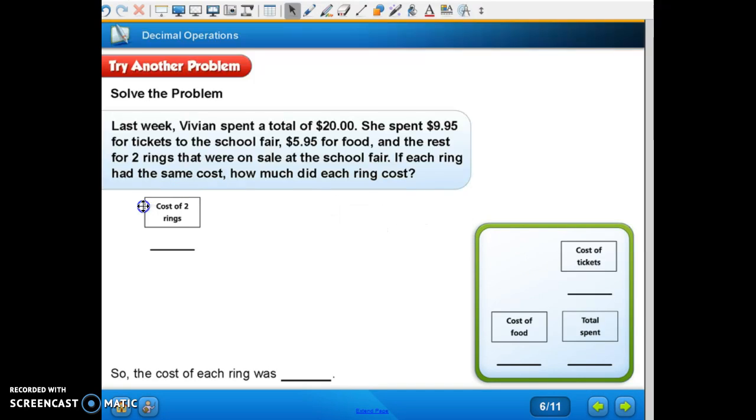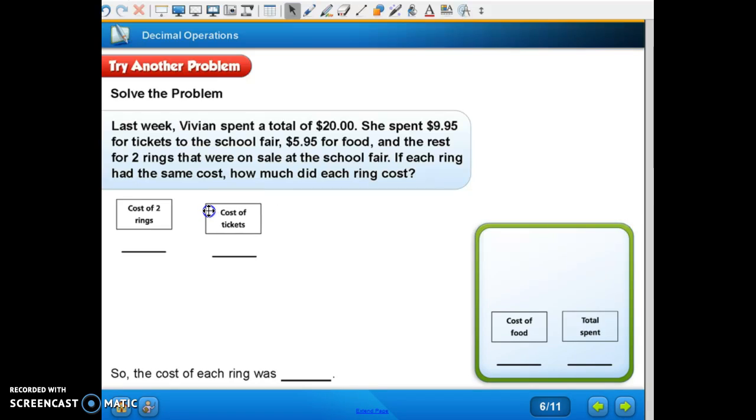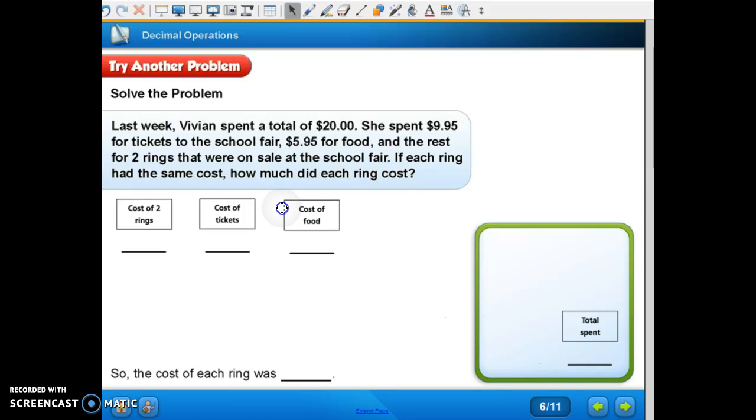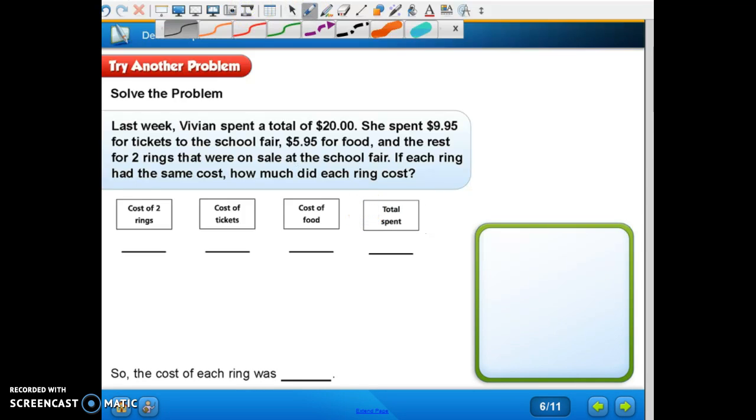The cost of each ring. The cost of 2 rings. Okay? And what else do we know? We don't know the cost of the rings, but we do know the cost of the tickets, the cost of the food, and we know the total spent. And we're going to put our arrows in there. So you should be building your flow chart. This we're going to add, plus. There's no minus in this. There were no coupons. And this is equal.